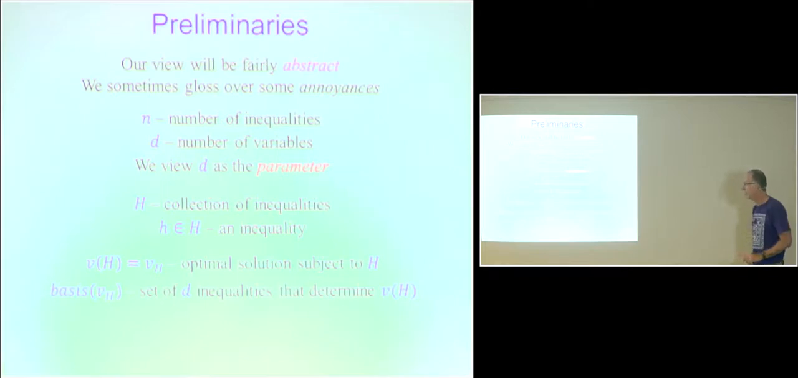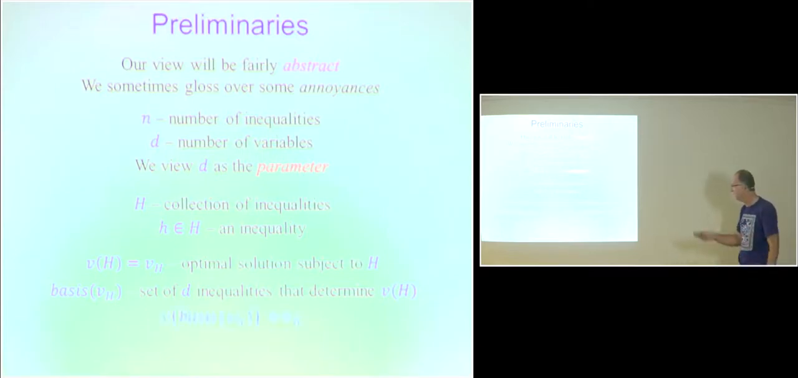They will appear interchangeably. And okay, so in addition to finding the optimal solution as a vertex, we'll also be interested in the basis which defines this solution. We'll denote it by basis v of h. This is the set of d inequalities that determine v of h. Now, note that this is not the only thing that we require from the basis. So essentially, if we have the basis, we can compute v just by solving a system of d linear equations.